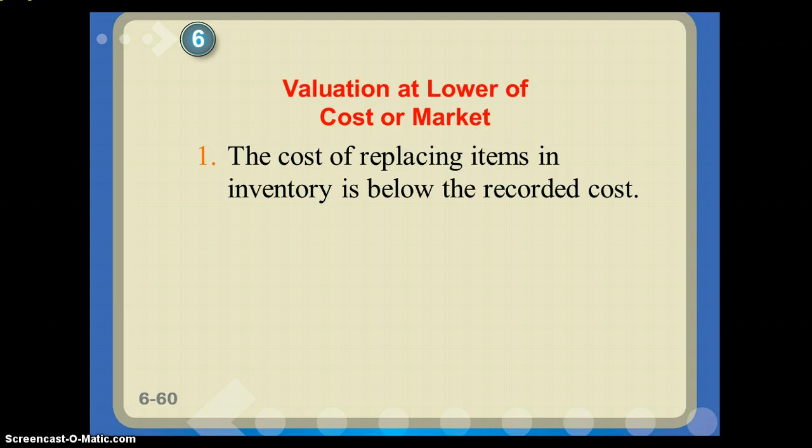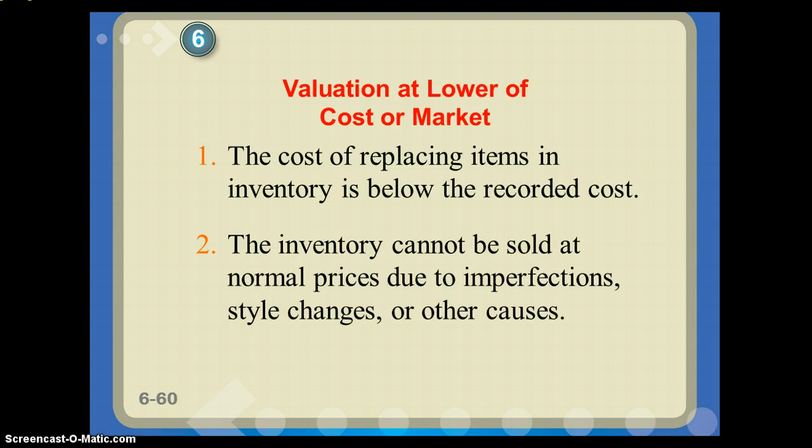So we take a look at where inventory cannot be sold at normal prices because of imperfection, style changes, or other causes. We value it at what we can actually sell it for, what it would be worth on the market, because the cost would be higher and we can't sell it for that cost. Nobody wants to buy these items at that cost, so we can change our valuation method to match that need for our business.